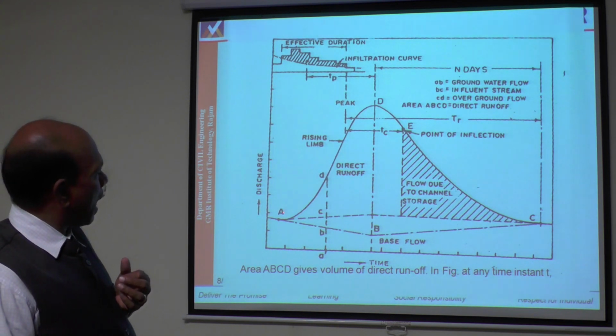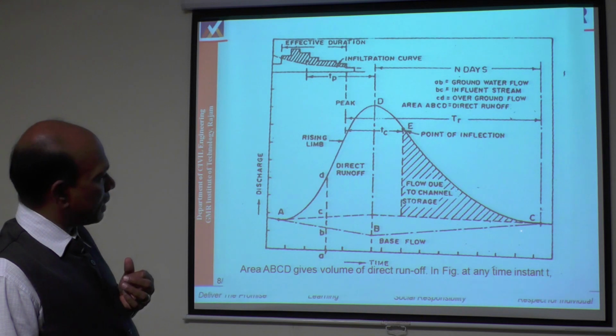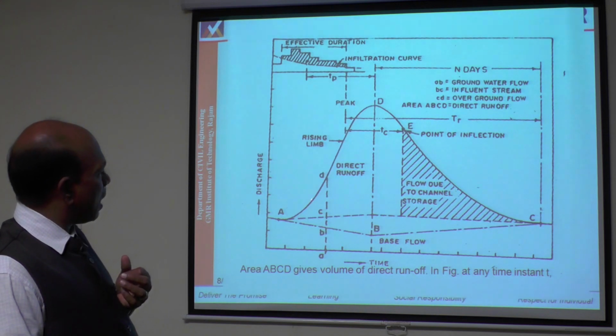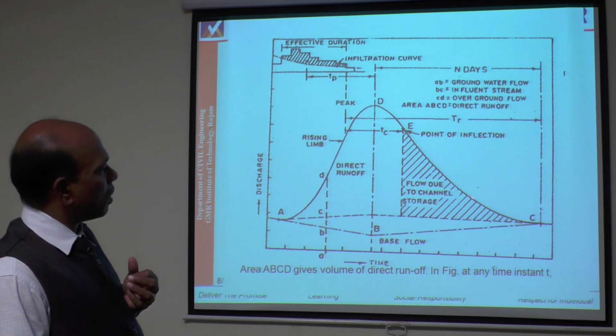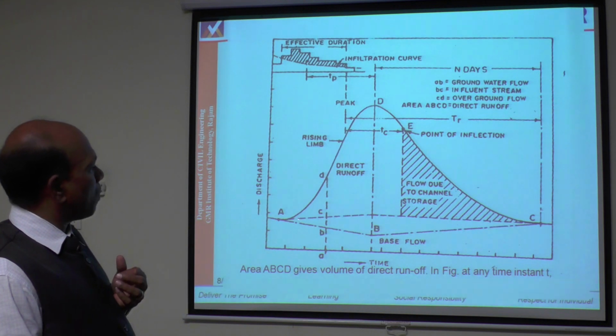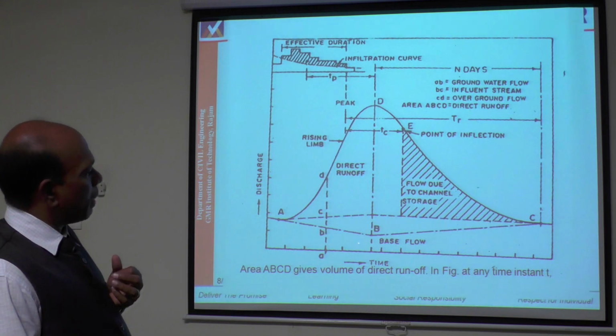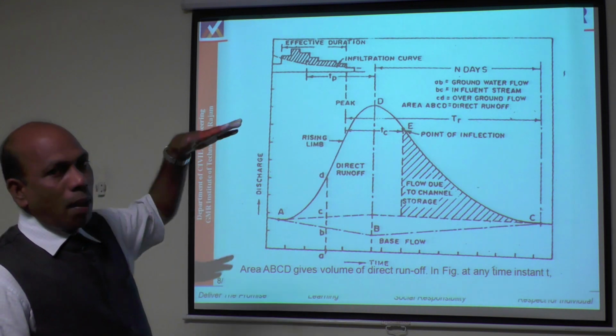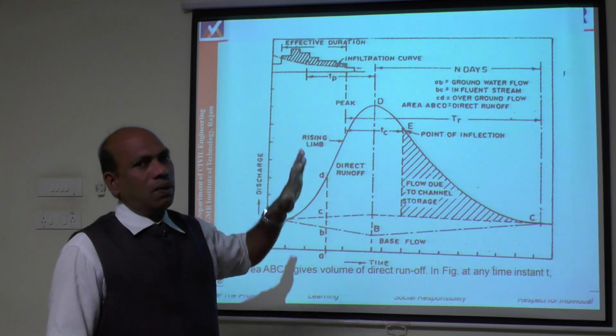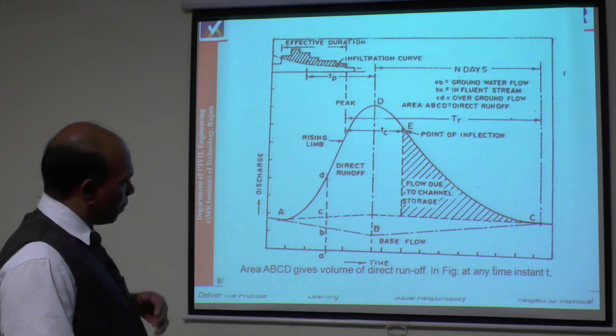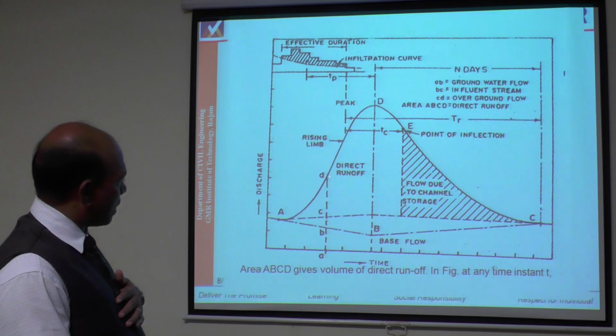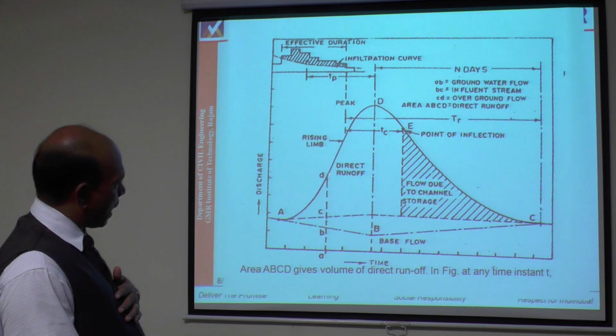Then this line A, B, C, D is the direct runoff hydrograph, or the total quantity of water above the ground surface. The line A, B, C separates the base flow. Below is the base flow, above is the direct runoff. Now we are going to draw one dotted line here.